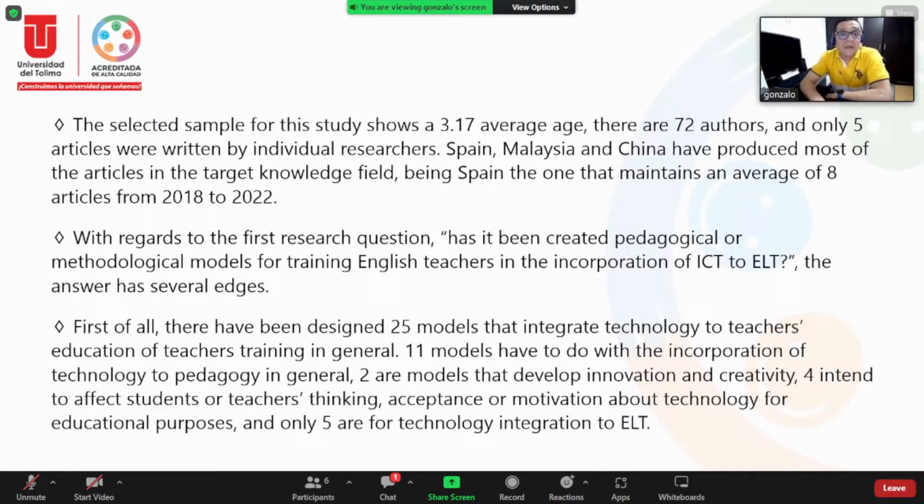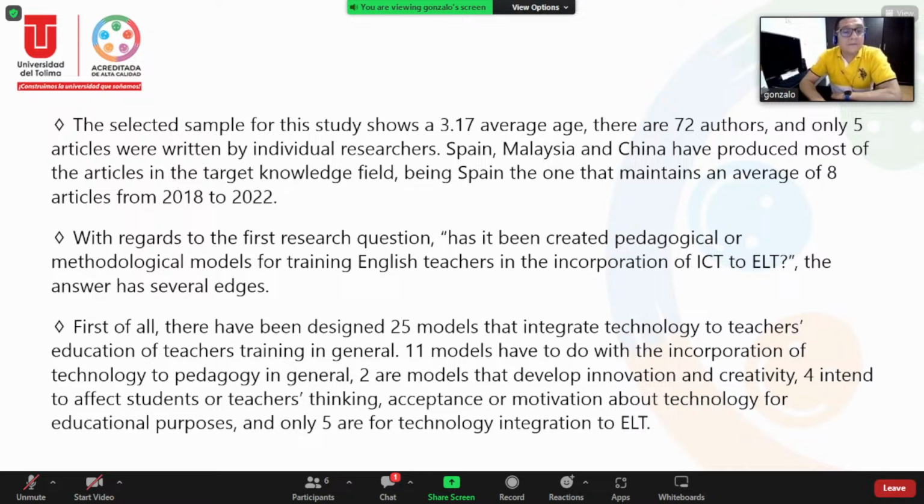This is something that I already said, but it's in the conclusions. Most of the articles that were found belong to Spain, Malaysia, and China. And Spain is the one that maintains an average of 8 articles from 2018 to 2022. With regards to the first question, if there are pedagogical models for training teachers in the incorporation of ELT, the answer has several edges.